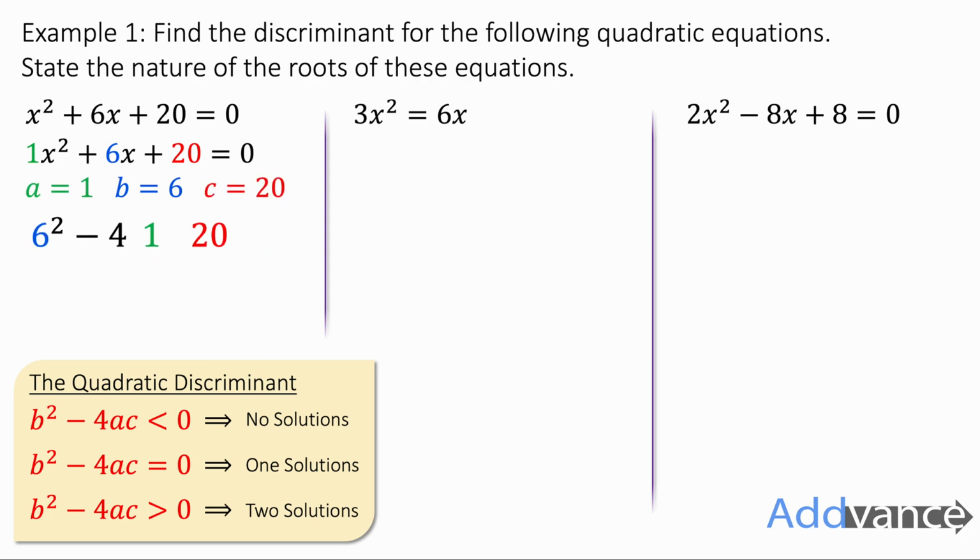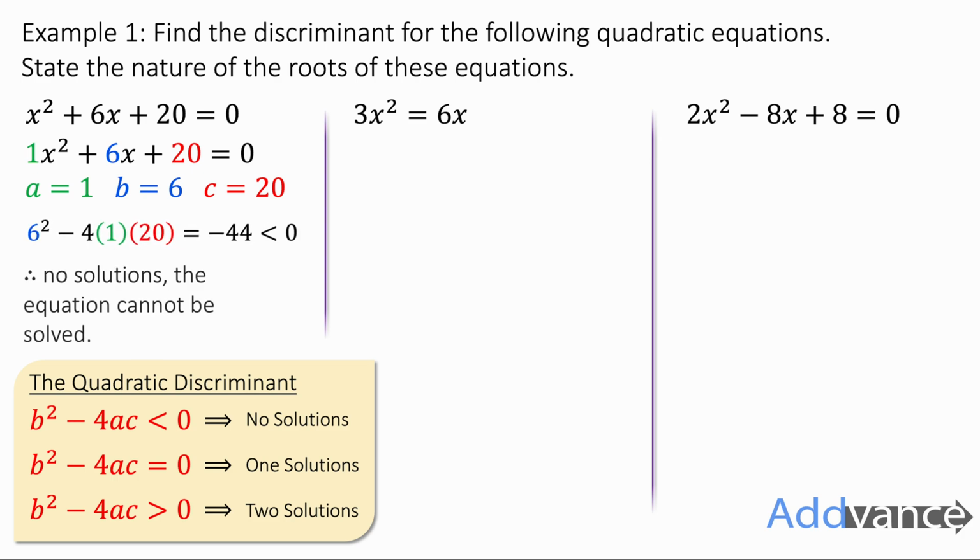And when we evaluate this discriminant using our calculator, we get minus 44, which is less than 0, and therefore there are no solutions. The equation cannot be solved.